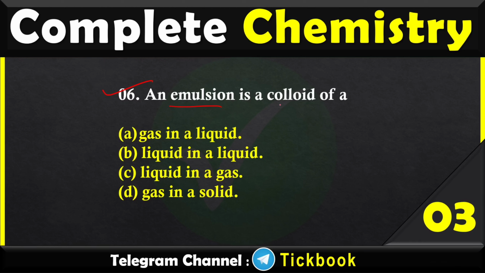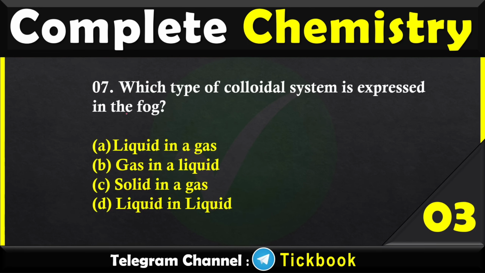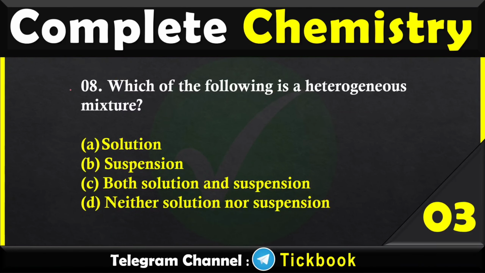Question number 6. An emulsion is a colloid of a? Option number B, liquid in a liquid. 7. Which type of colloidal system is expressed in the fog? Option number A, liquid in a gas. Question number 8. Which of the following is a heterogeneous mixture? Option number B is the right answer, suspension.